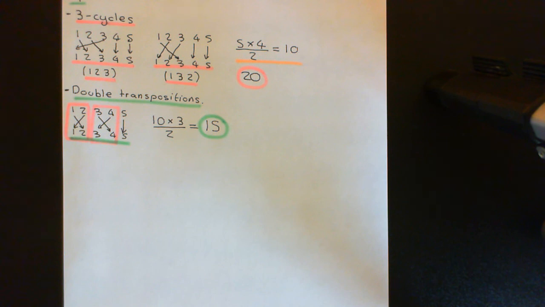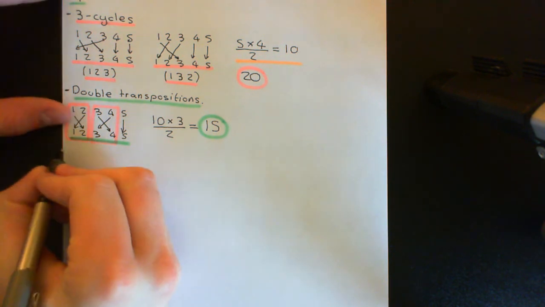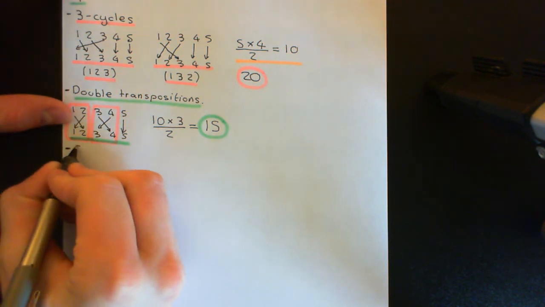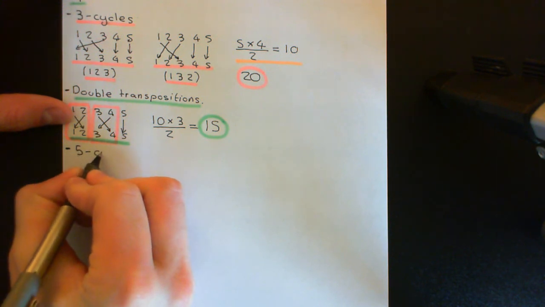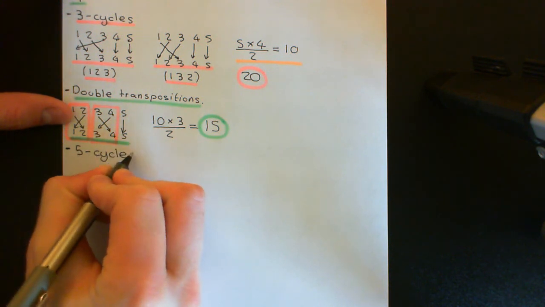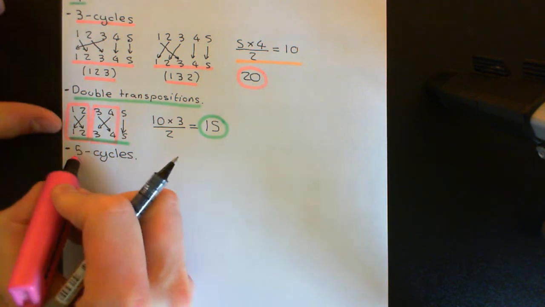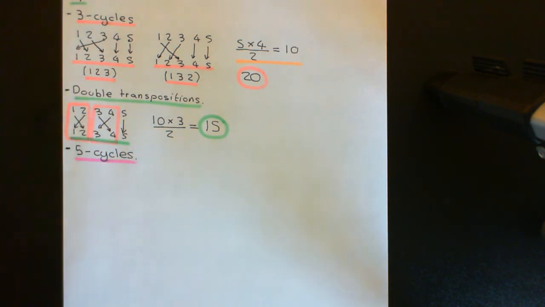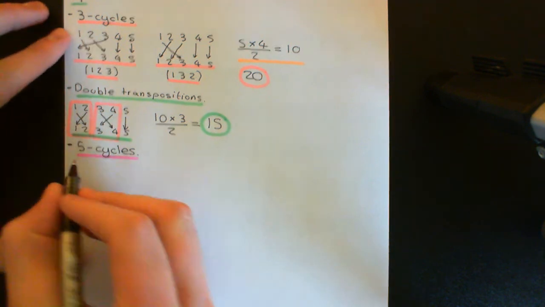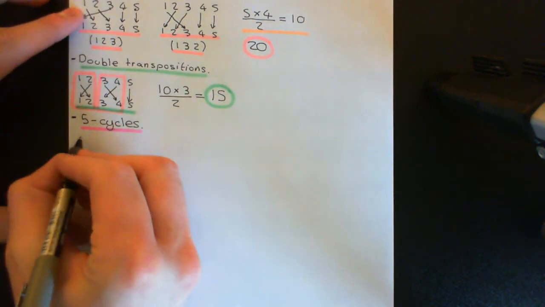We've got 36 elements so far, so we need another 24. I claim the other 24 are going to come from the final category, which is those elements that are 5 cycles. I claim we're going to have 24 different 5 cycles in the alternating group on the set of 5 elements. So firstly, let me give you an example of a 5 cycle. I'll go for the most obvious and intuitive example.